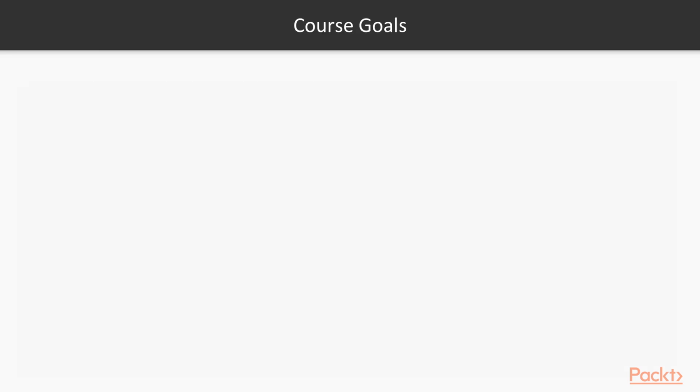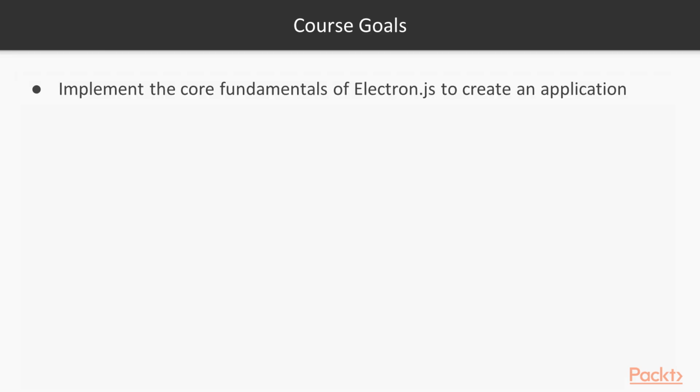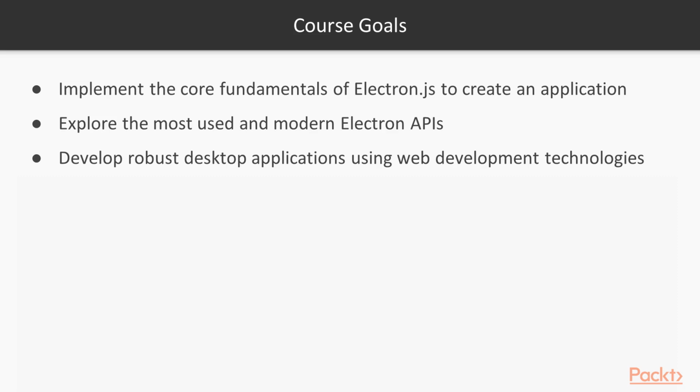Now let's take a look at the course goals. We have 6 main goals in total. The first one is that we want to implement the core fundamentals of Electron.js to create an application. And we will start doing this from the second section. So really quickly you will start learning the fundamentals. After that, we will explore the most used and modern Electron APIs. We are using Electron 5 in this course, which is the latest one, so you will learn all the latest and most updated things.